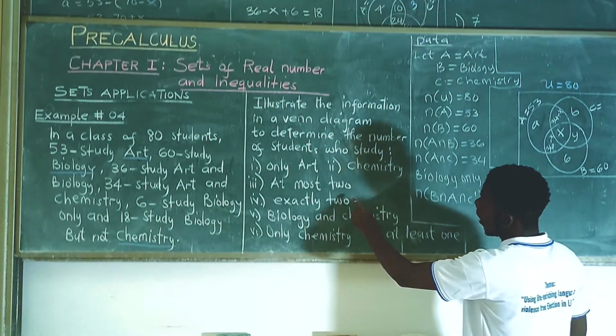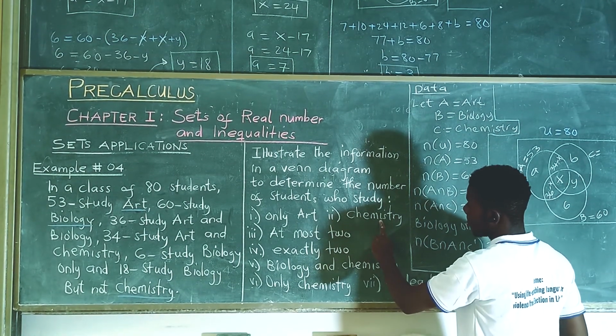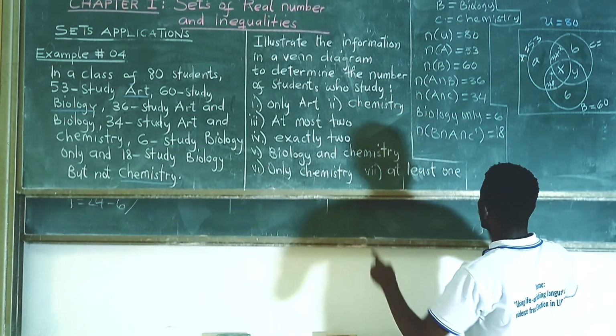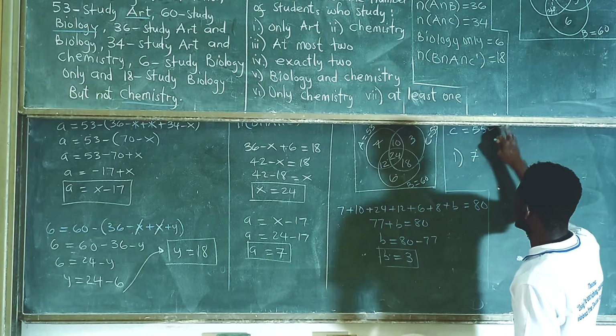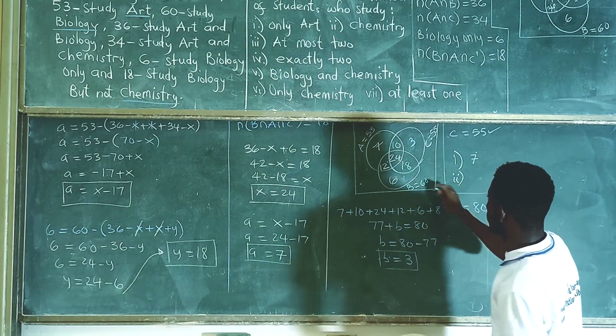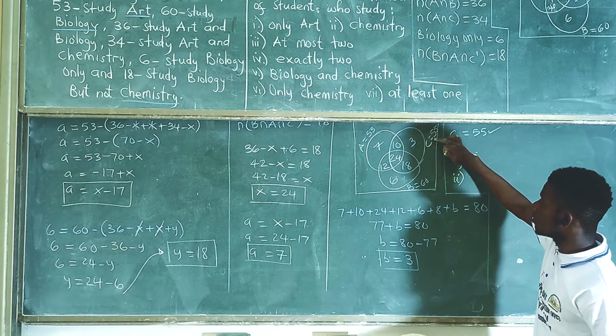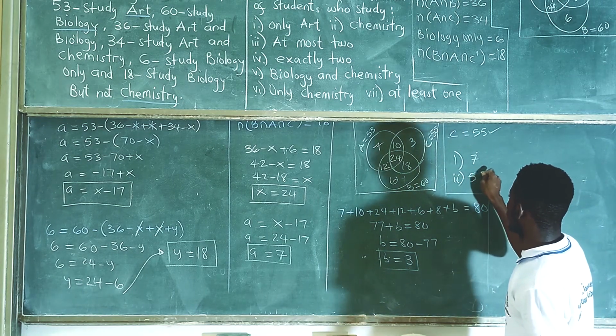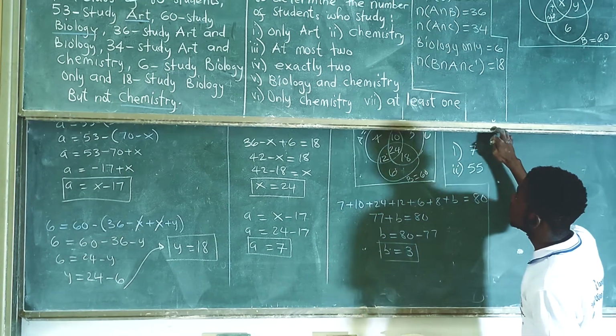The second one, how many students study chemistry? Let's see how many students study chemistry. From here, the number of students who study chemistry is 55. So 55 students study chemistry.